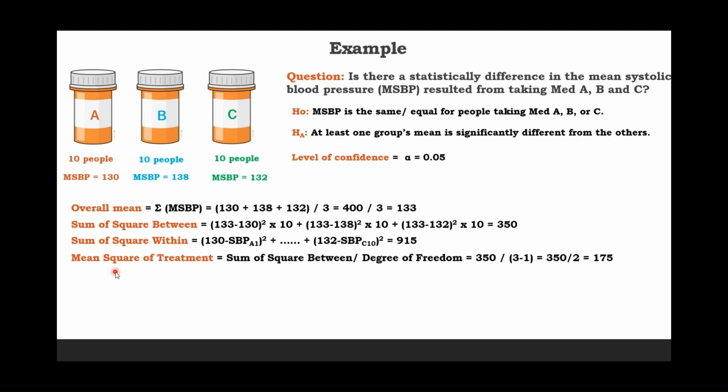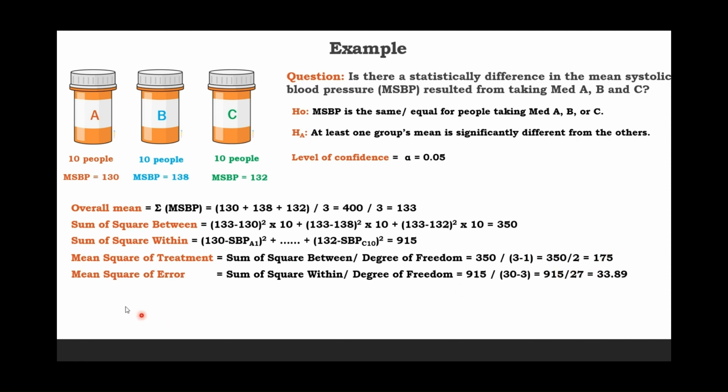Next step, I calculate the mean square of treatment, which equals the sum of squares between divided by its degrees of freedom, which is the number of groups minus 1, and I got 175. Next, I calculate the mean square of error, which equals the sum of squares within divided by its degrees of freedom, which is the number of samples, here 30, minus 3, the number of groups, and I got 33.89. So now I am able to calculate the F stat by dividing the mean square of treatment by the mean square of error, and I got 5.16.